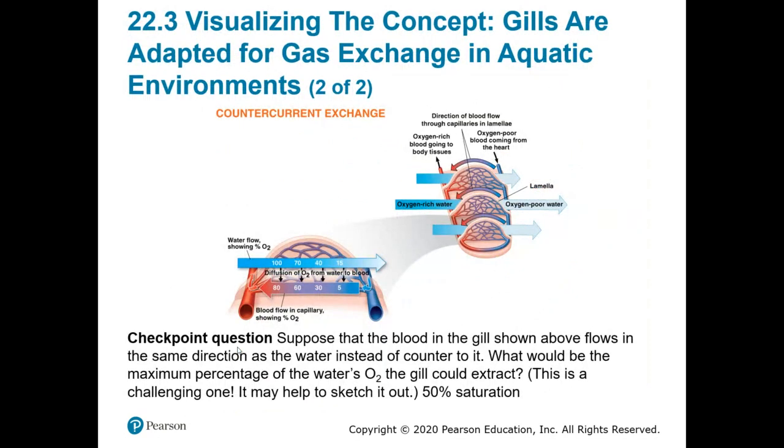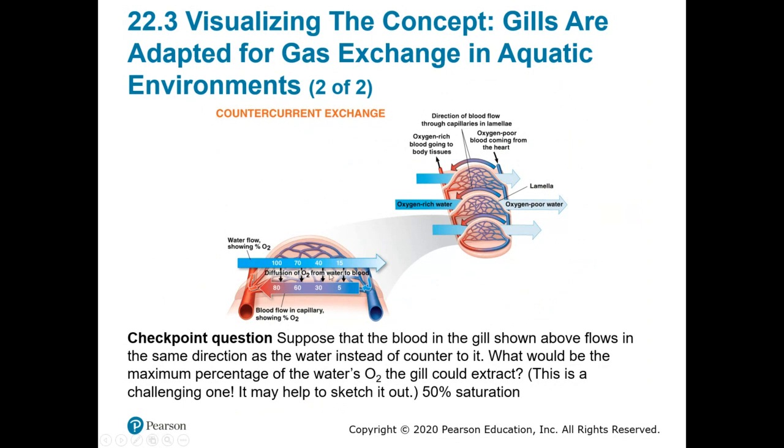And that's just showing you the same thing. So again, if the water moved in the opposite direction, you could only get about 50% saturation. By the time you got halfway down, that would be it. You wouldn't have any difference in the amount of oxygen in the water versus in the blood. You would basically balance out about halfway through. And once you balance out, there's no more exchange. You can't get any more oxygen in.